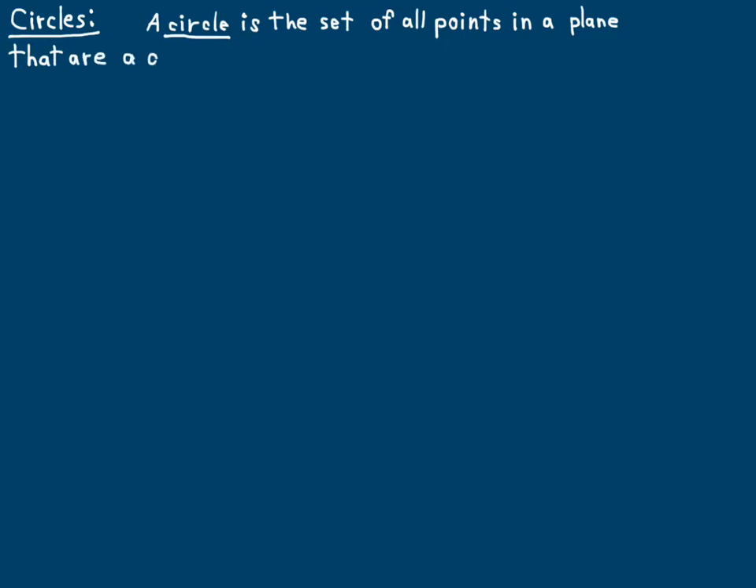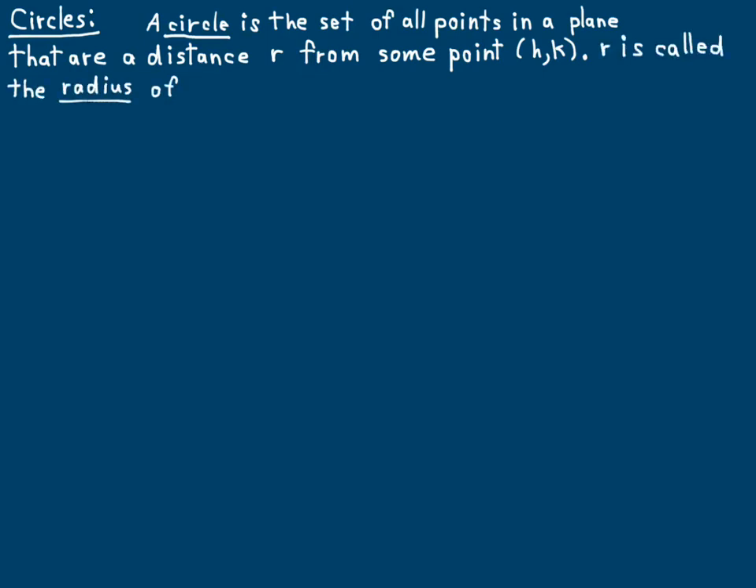Okay, finally, the major point of doing the distance formula and revisiting the Pythagorean theorem has to do with finding formulas for circles. So, definition: a circle is a set of all points in a plane that are a distance r from some point (h, k). So (h, k) would be the center of the circle, and r is the radius of the circle.